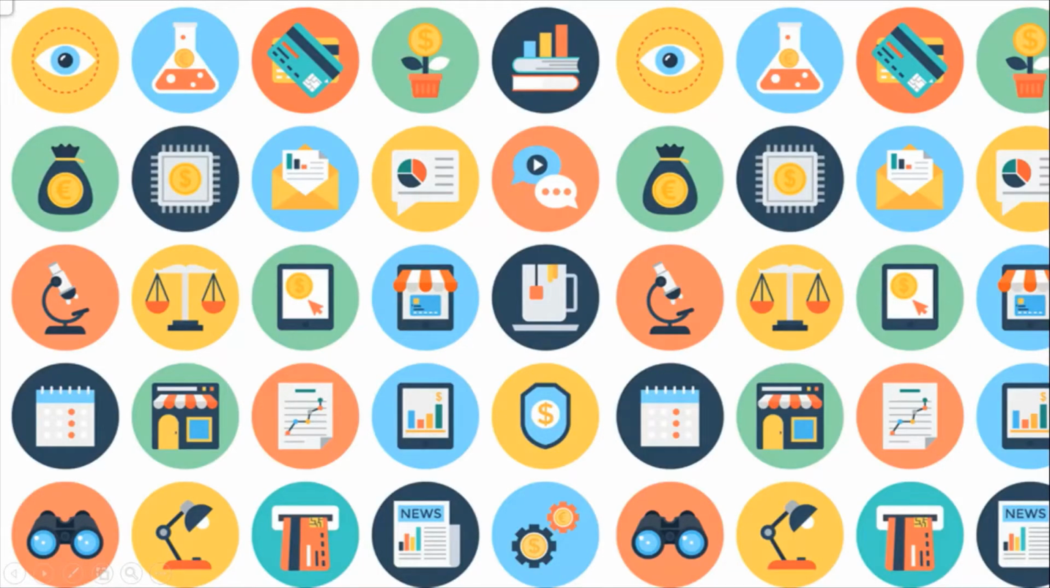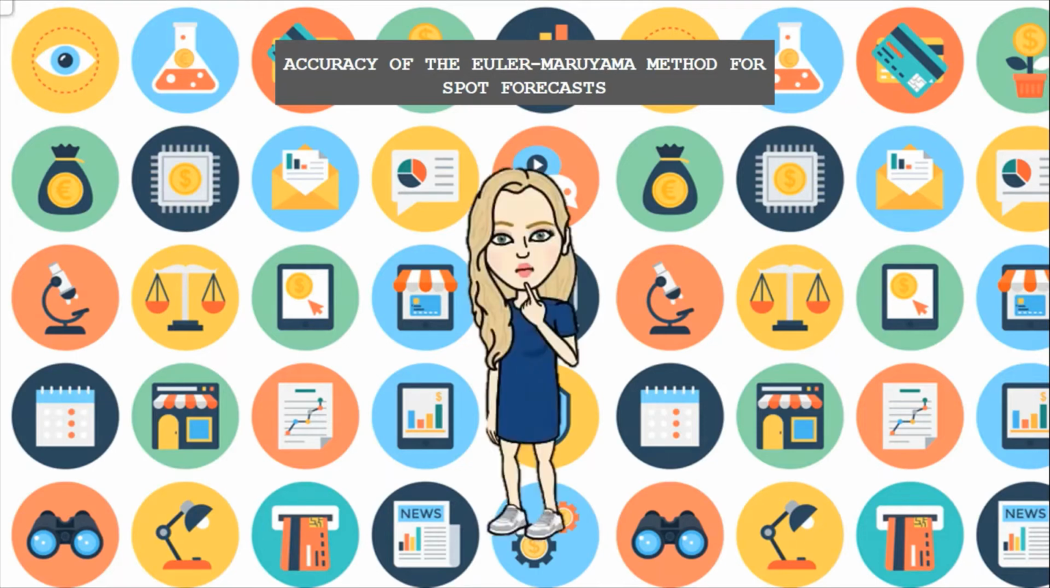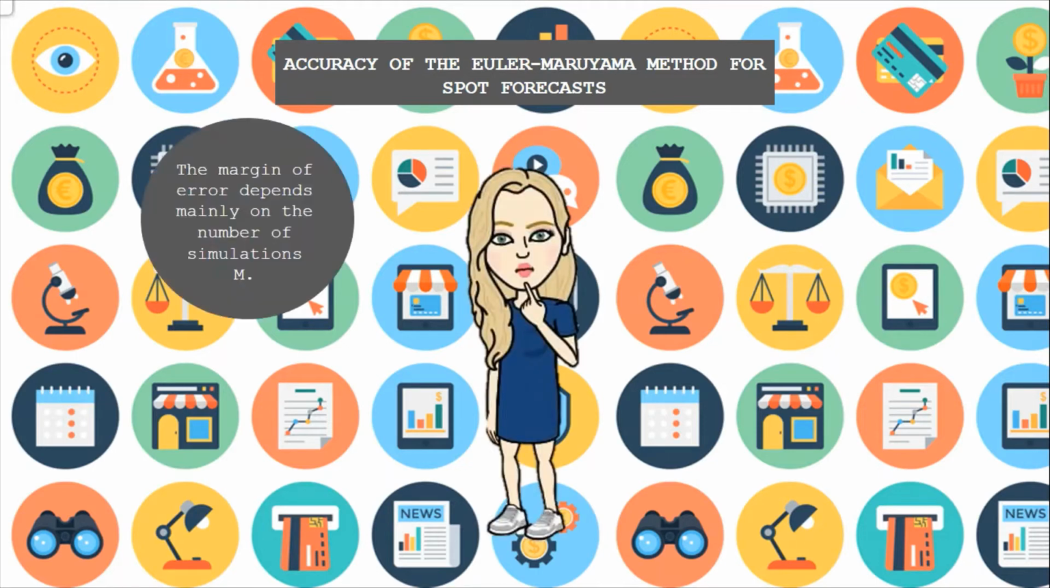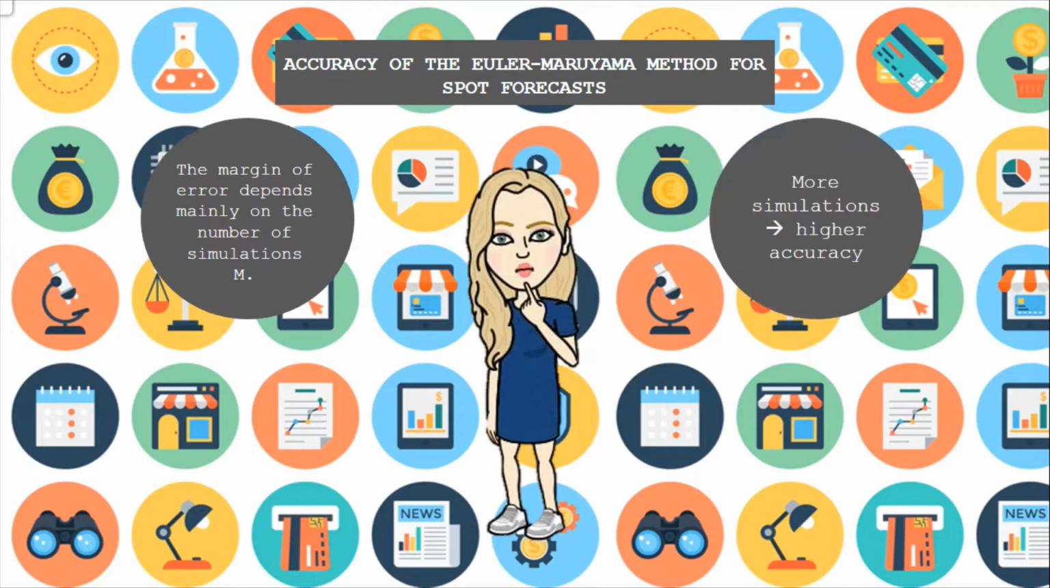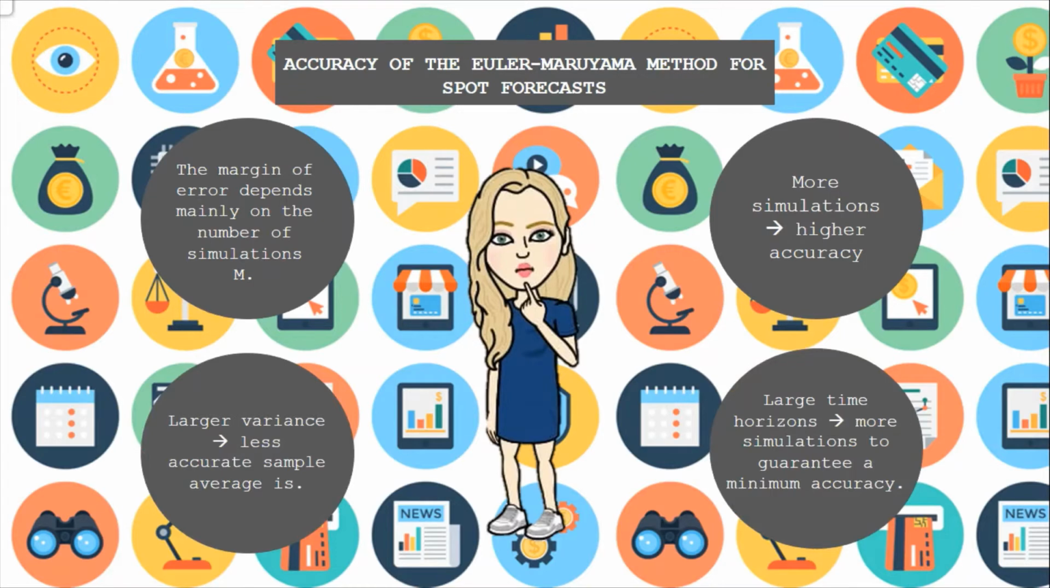Now let's talk about the accuracy of the Euler-Maruyama method for spot forecasts. First, the margin of error depends mainly on the number of simulations M. Then, the more simulations, the higher the accuracy. The larger the variance, the less accurate the sample average is. And large time horizons require more simulations to guarantee a minimum accuracy.